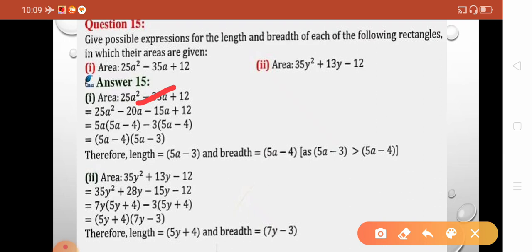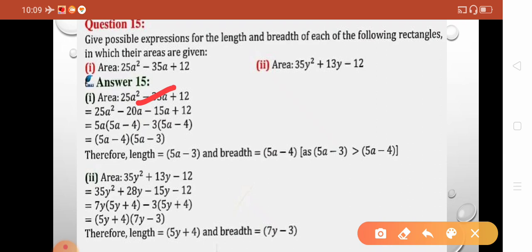So we will split the middle term as minus 20a minus 15a. From the first two terms we have taken 5a common, and from the last two terms we have taken minus 3 common. So we will be left with 5a minus 4, 5a minus 4. So we will take this 5a minus 4 common, and we will be left with 5a minus 3.